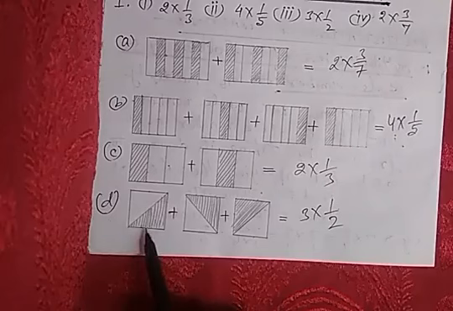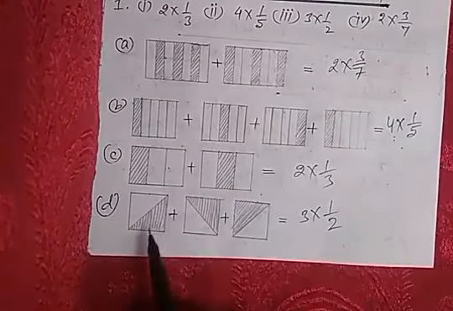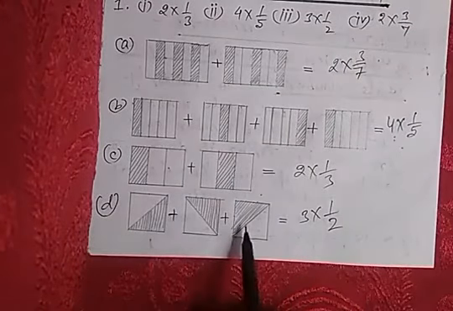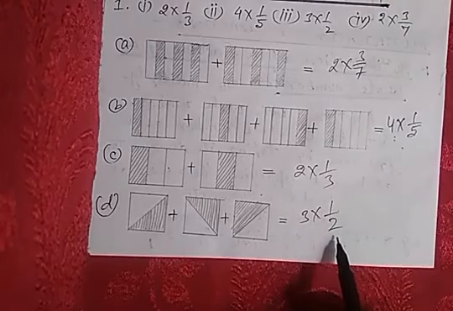And D part, total number of parts is 2. Number of shaded parts is 1 by 2. This one, and the number of figures here is 3: 1, 2, 3. This picture shows 3 into 1 by 2.